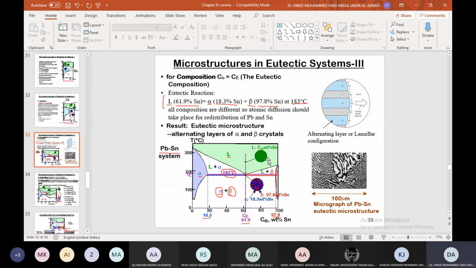The same thing here. If you are cooling down in this area and you are coming down there, you will have at the beginning formation of liquid plus beta. There is a primary beta phase which develops, and then when you reach just below the eutectic isotherm, you have alpha and beta forming again in the same way. All right?